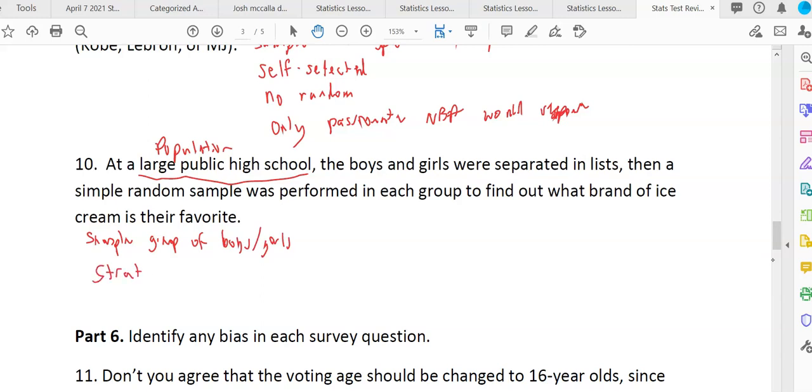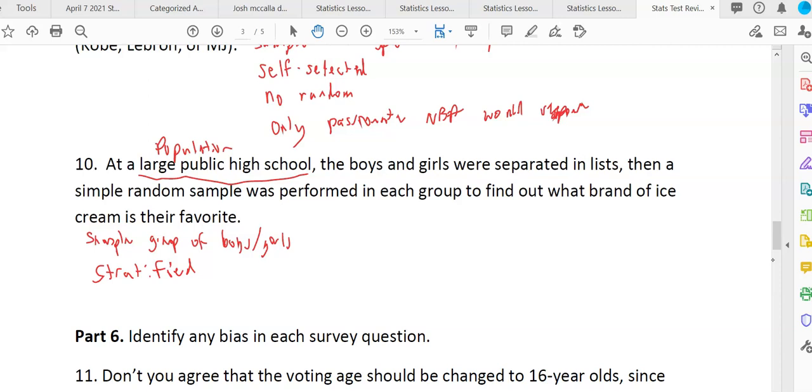I don't know if you see that. But because they were separated first, it wasn't just like put everyone's name in a hat, draw out, we might get 5 boys, 10 girls. They were definitely stratified because they were grouped first and then a simple random sample within each homogeneous group.